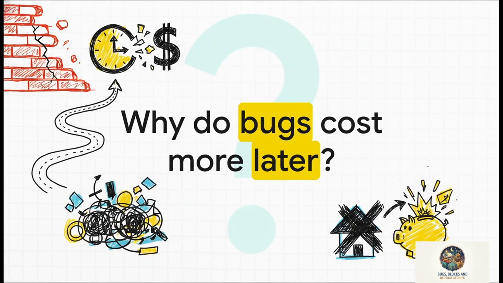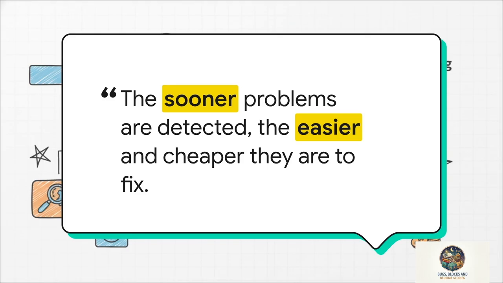Why do software bugs cost so much more the later you find them? It's a fundamental question about hidden project risks. Look, when a structural flaw makes it all the way to launch day, fixing it isn't just a quick tweak to a few lines of code. No way. It can mean tearing down months of hard work, totally derailing your time to market, and blowing up your budget exactly when the pressure is at its absolute highest. As our sources explicitly state, the sooner problems are detected, the easier and cheaper they are to fix.